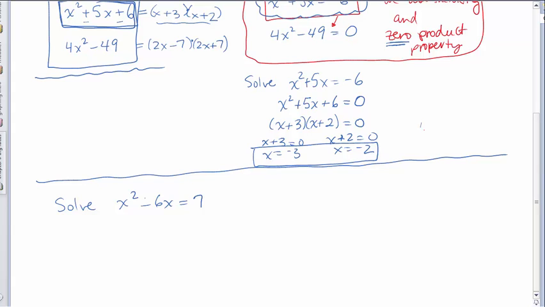Because this has an exponent other than 1, we've got an x squared, sometimes you have an x cubed, you need to use the zero product property. And the great thing about the zero product property is it tells you what you're supposed to do in order. So it's called the zero product property, and the first step you do is you make it equal to 0. So I'm going to take this 7 and move it to the other side.